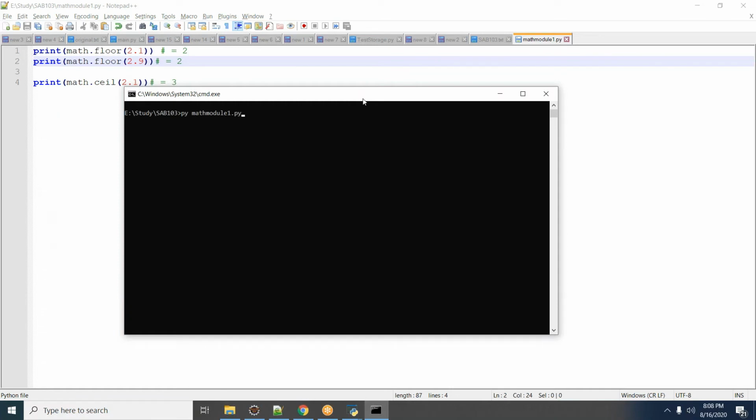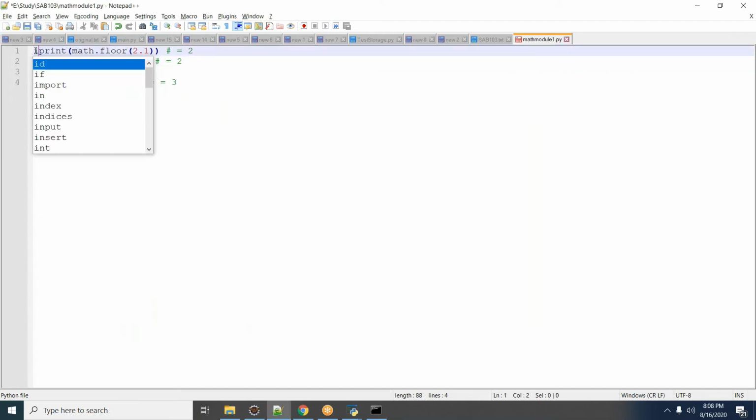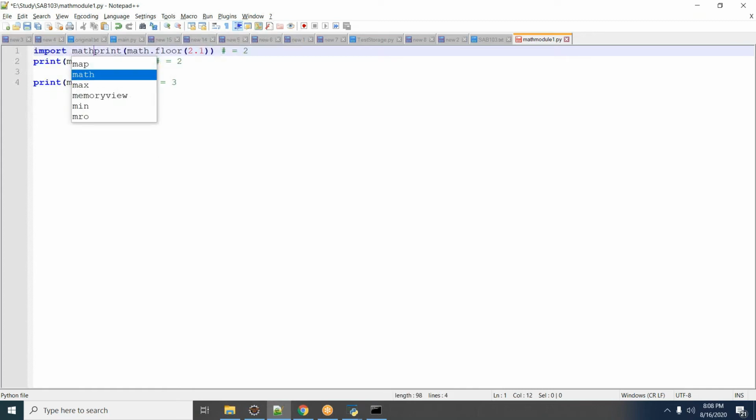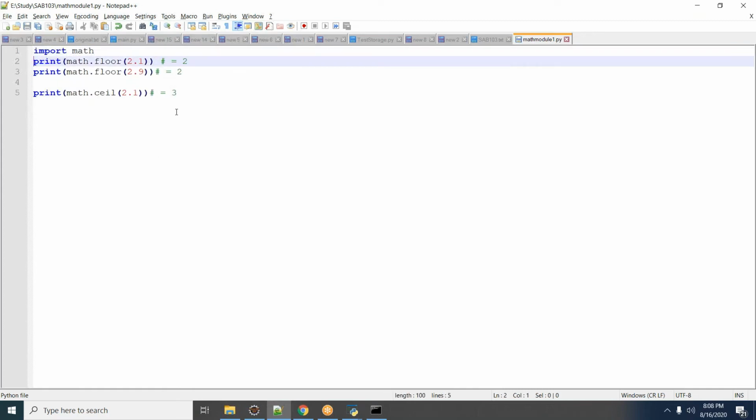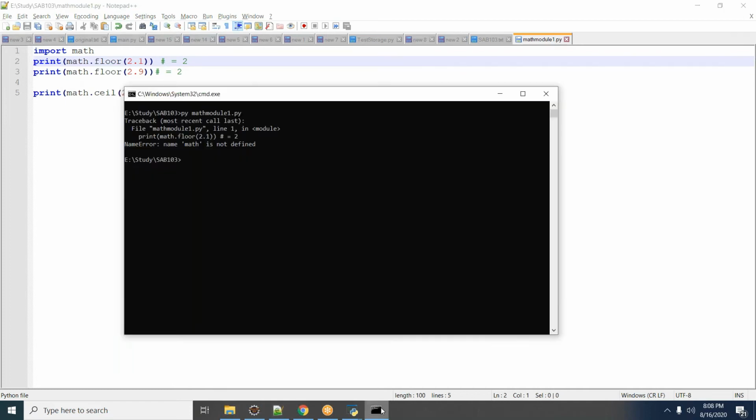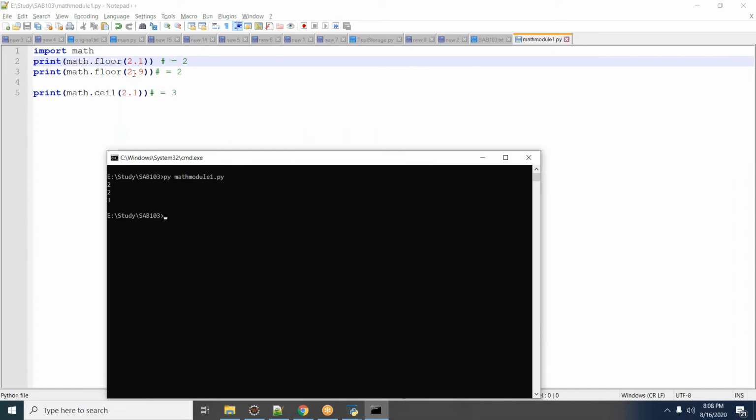We didn't import the math module. So don't worry why we are using this import math command. We will be discussing it during modules, but questions are coming a lot. That's why we are discussing it now. Okay.